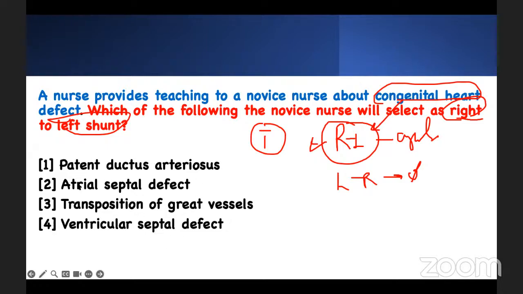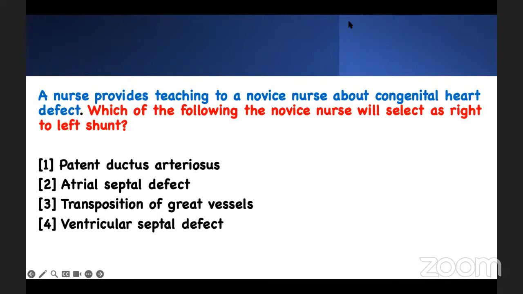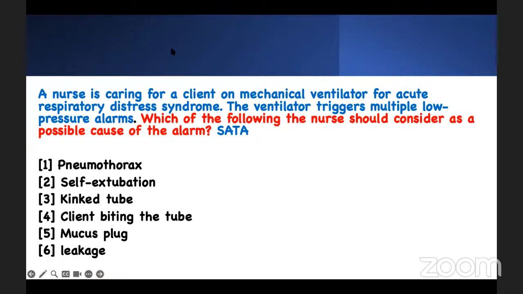Even if you don't know, you can see that there's only one of them that will cause cyanosis, because of the transposition of great vessels. This does not start with T, none of them. But this is the easy way you can remember them. They are not that difficult. You just need a strategy to remember these congenital heart diseases, and this one is right to left. The rest of them are all left to right, and they don't cause cyanosis at birth.